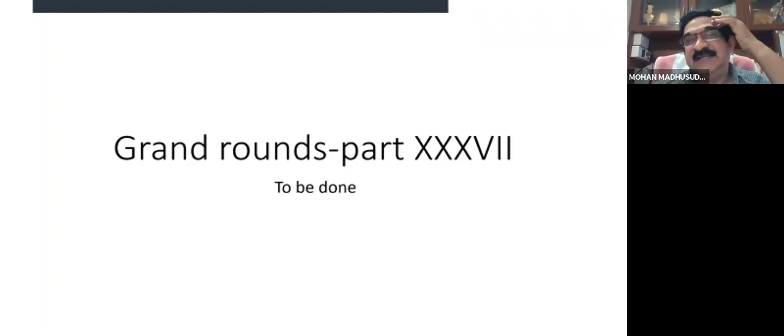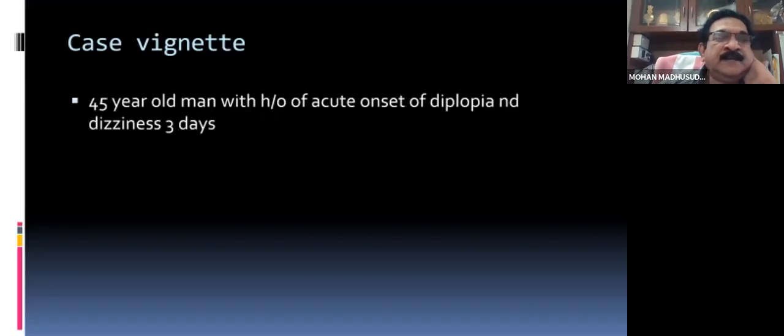So, this is the 37th edition of these scan rounds. As usual, I start with one small case and then go for real cases. This is the story of a 45-year-old man who has presented with acute onset of diplopia and dizziness for 3 days.